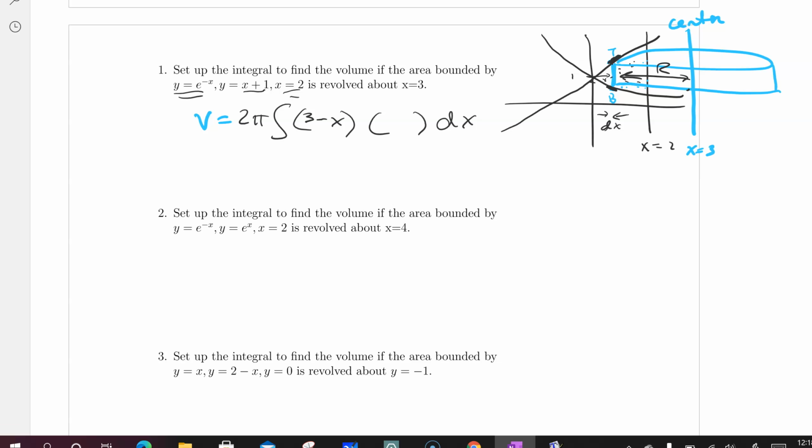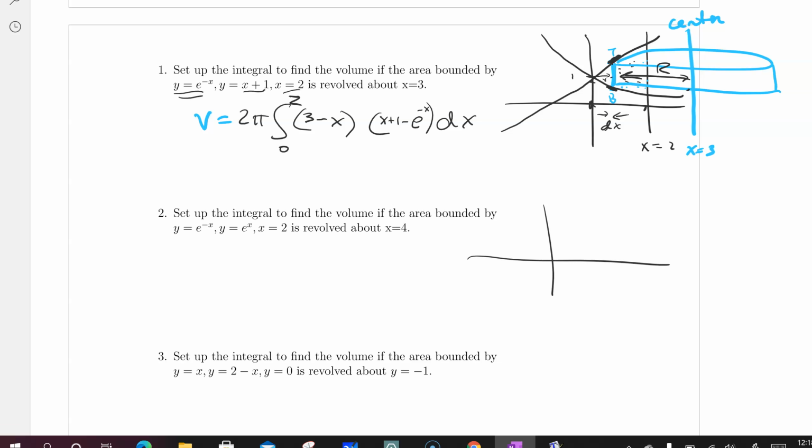So the top of the rectangle is x plus 1, and the bottom of the rectangle, subtract e to the negative x. E to the negative x. And then where am I building rectangles from and to? From 0 to 2.